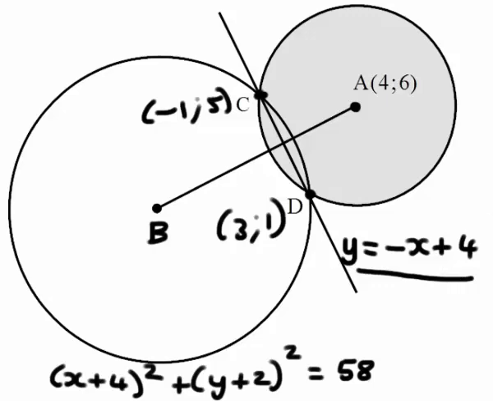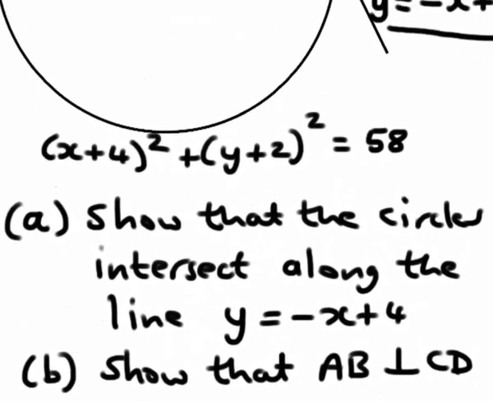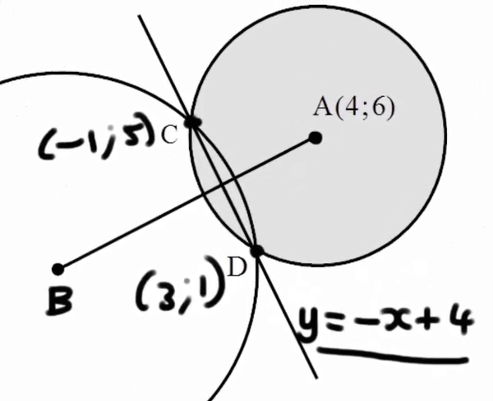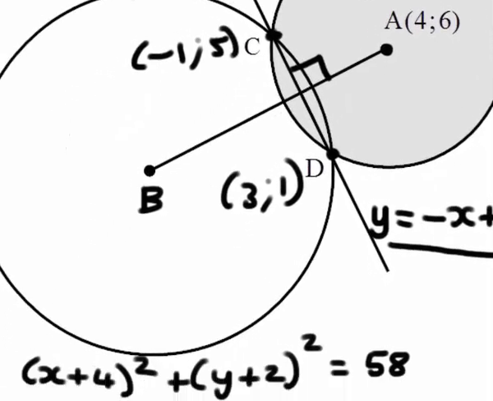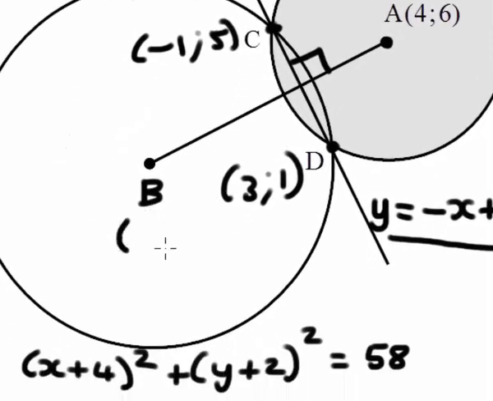Okay, now the next question said, show that AB is perpendicular to CD. We want to show that these are right angles. To do that, we can work out the gradients of CD and AB, multiply, and see if we get negative 1. But the important thing is, firstly we need the coordinates of B. That's easy because there's the equation of the big circle. So the center would be minus 4, minus 2. Plus 4 becomes minus 4, plus 2, minus 2. There's your center.